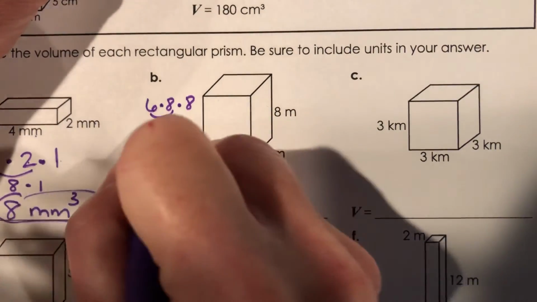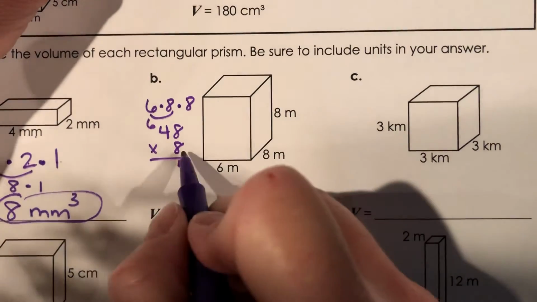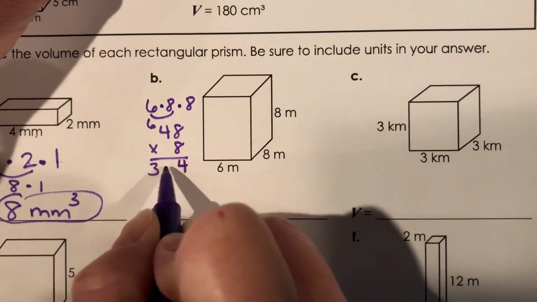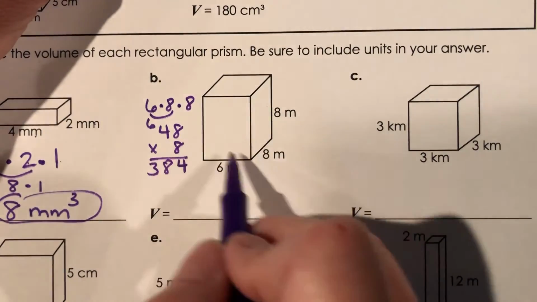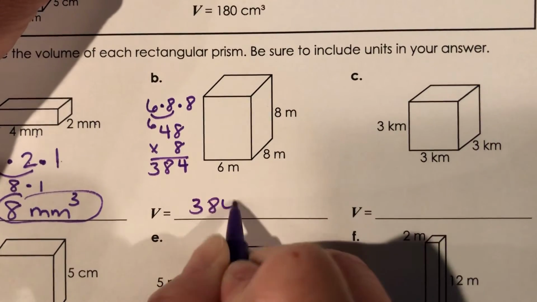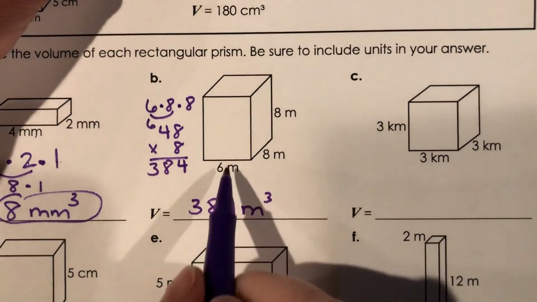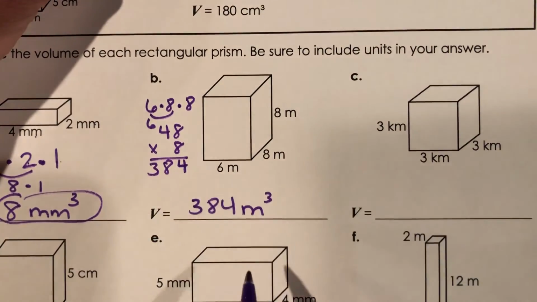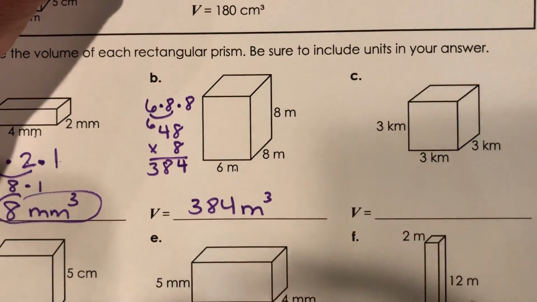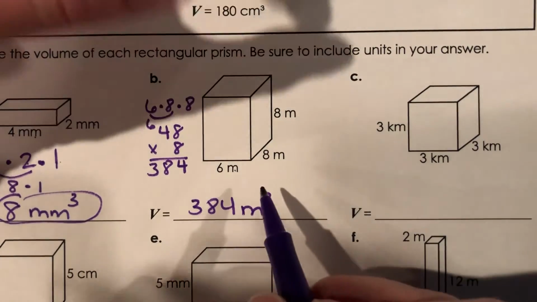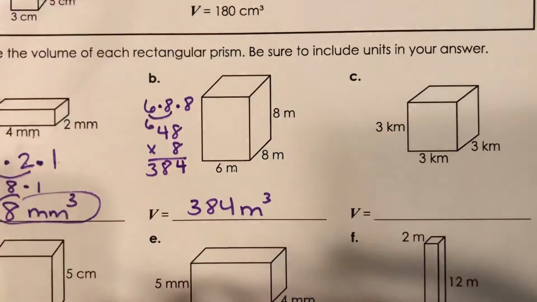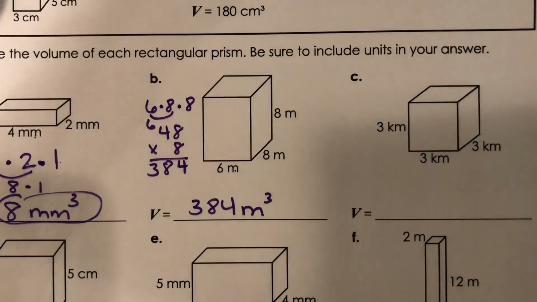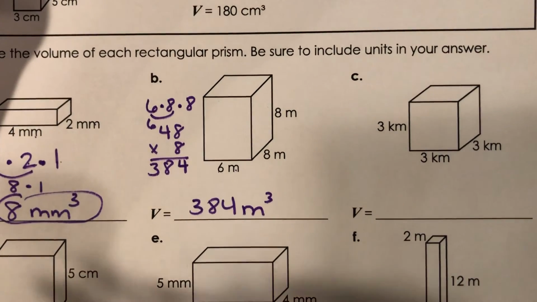8 times 8 is 64. And 8 times 4 is 32. 32 plus 6 is 38. So the volume of this would be 384 meters cubed. That means if we did the water displacement thing, it would come up 384. It's meters cubed because you did meters times meters times meters. So that would mean 384 little 1 meter cubes, well, I guess they'd be big 1 meter cubes, would fit inside there. All right, let's try maybe one more, and then we'll be ready.